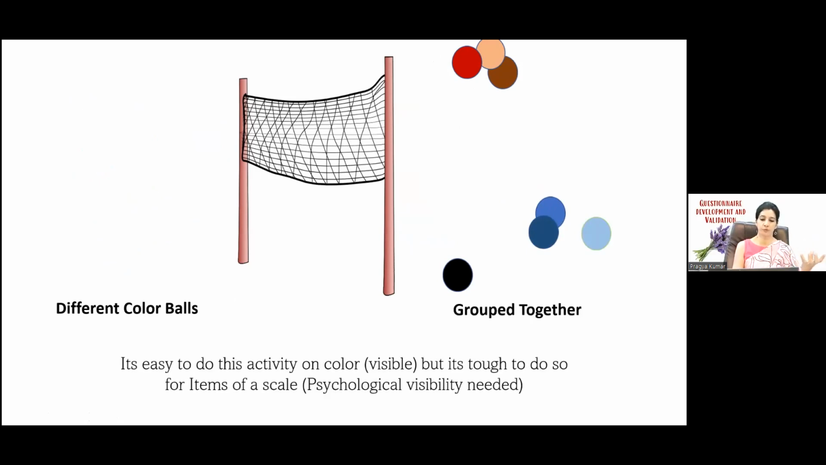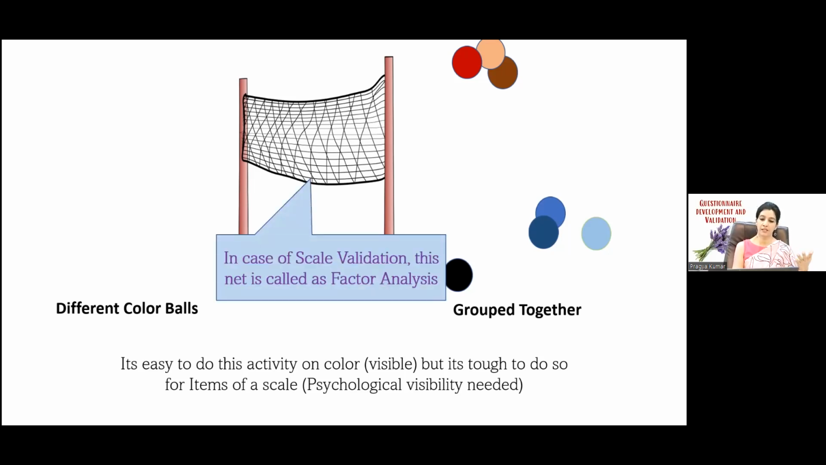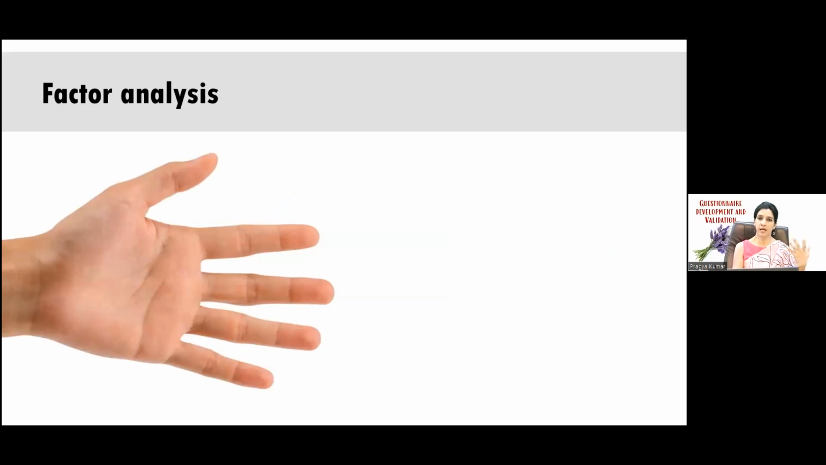These are grouped together. So it is easy to do this activity based on color, because it is visible, tangible. We talked about the tangible and intangible, but for a psychometric scale or psychological variables, this is not a very easy task. So in case of scale validation, this net is called the factor analysis, because when the items pass through this net, you get a dimension reduction, or a decreased number of dimensions, and it is easy for you to analyze. So that's the advantage, or that's the objective of a factor analysis.